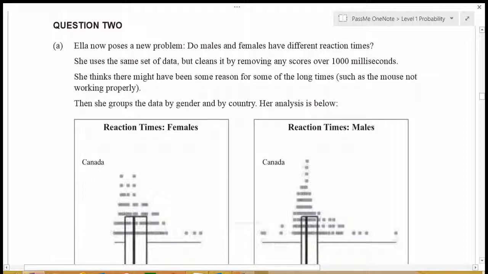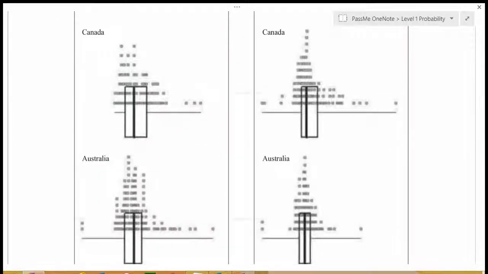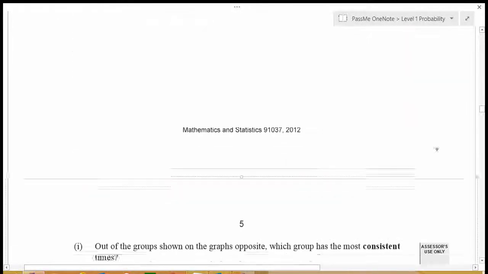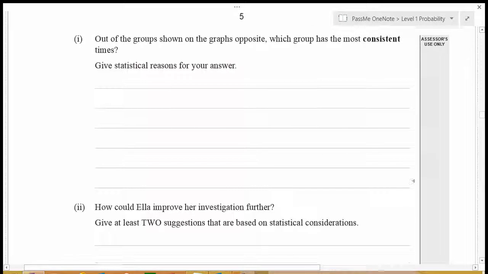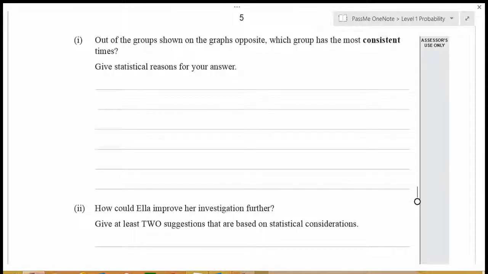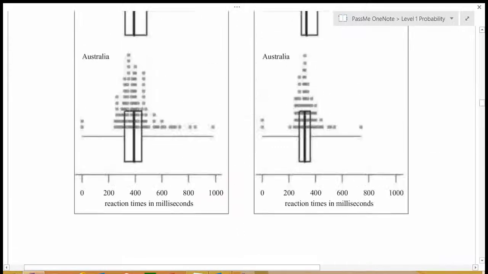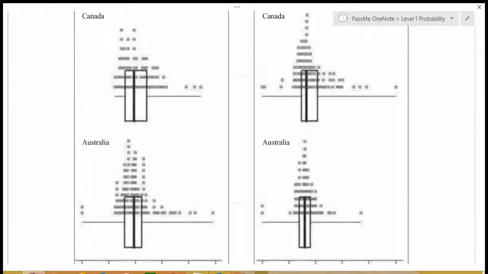Okay, question 2. I'll let you pause here and read this, but basically we've got 4 graphs here, and we're going to be answering a couple of questions about these. So the first question says, out of the group shown above, which group has the most consistent times? So consistency is really talking about how tightly the starters are packed in. So I can immediately rule out these two. They're a bit more spread out than the other two.